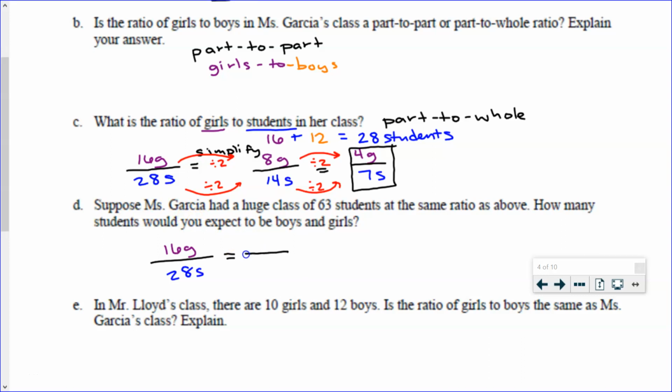Simplifying it makes it a lot easier because now I have the 4 girls, the 7 students, and when I ask the question this time, how does a 7 turn into a 63? That's a lot easier to answer, isn't it? That's your 3rd grade multiplication fact. So now I'm ready for student answers. How does that 7 change to a 63? What would I need to do?